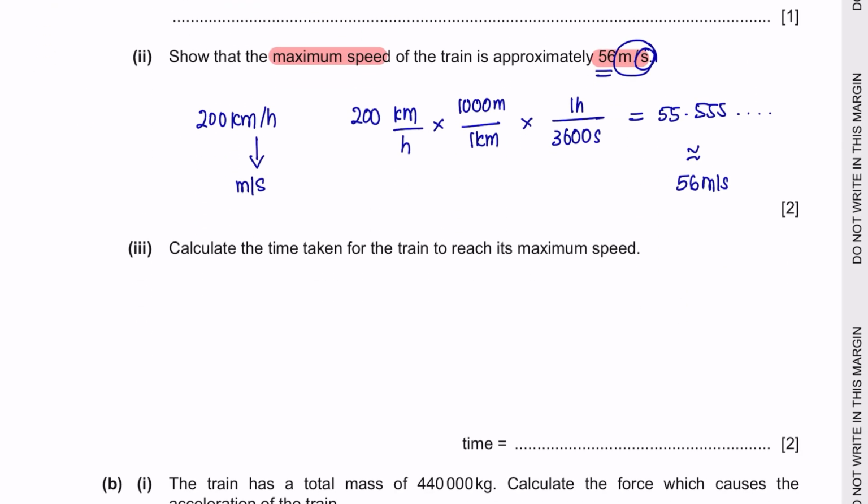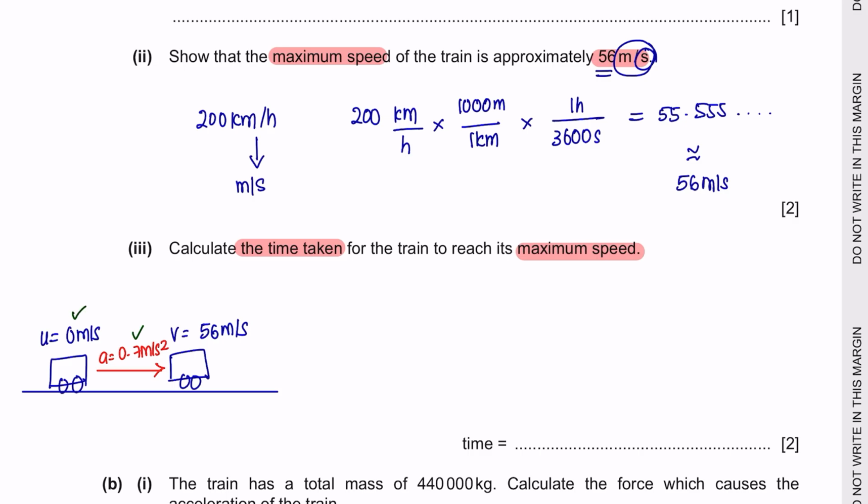Next, part 3. Calculate the time taken for the train to reach its maximum speed. We are given the acceleration, initial velocity, and final velocity, and we're looking for the time taken for it to reach this maximum speed. The formula related to this is acceleration equals the rate of change of speed over time. Since we're looking for time, we will rearrange this formula and substitute in the values that we have.